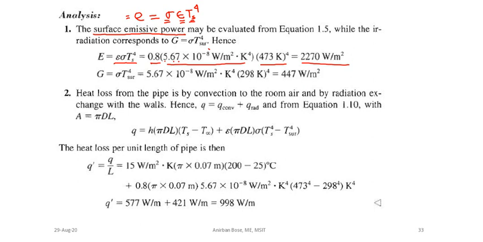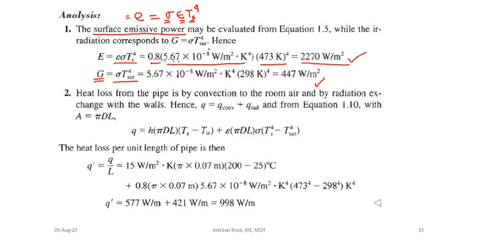Now coming to the second part, it has been asked to find out the irradiation that is coming onto the surface. We can find the irradiation using the Stefan-Boltzmann constant into T surrounding to the power 4, because you have assumed that the pipe surface is small with respect to the large enclosure surrounding. So it's a simple one. You have found the irradiation and the surface emissive power.